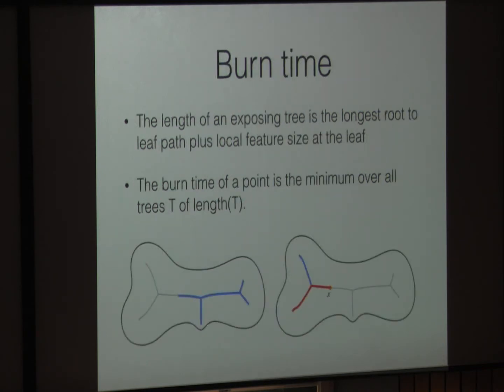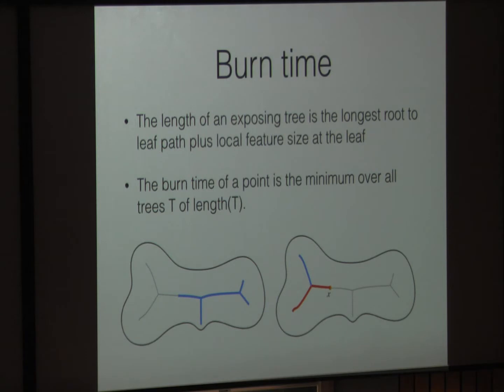So the length of an exposing tree is the longest root-to-leaf path plus local feature size plus the size of the ball at the leaf. Remember, we start burning from the boundary and we move it in. And then the burn time of the point is the minimum over all trees of the length of the tree. So I can use minimum here if I've got nice graphs.